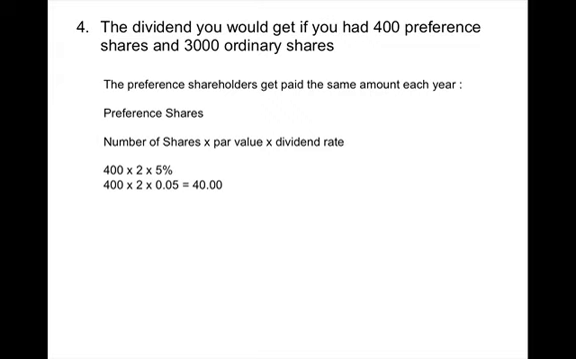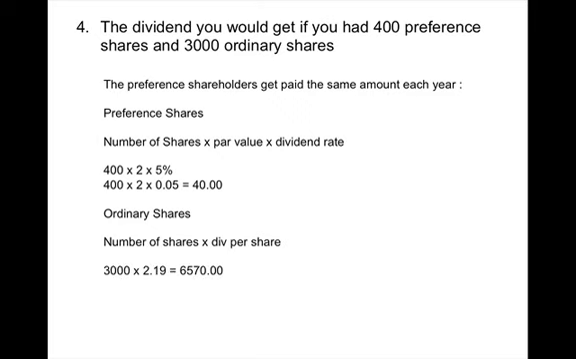Then you go to the ordinary shares. Ordinary shares you calculate by going the number of shares times by the div per share, which you worked out in the question before. So you own 3,000 ordinary shares. You get $2.19 per share, so you go 3,000 times $2.19 and you get 6,570. Add the two together and you get $6,610 for a dividend. And that's an annual income for not doing anything. You're just owning part of that company. So that's quite a good deal.